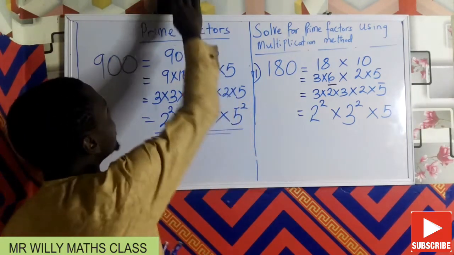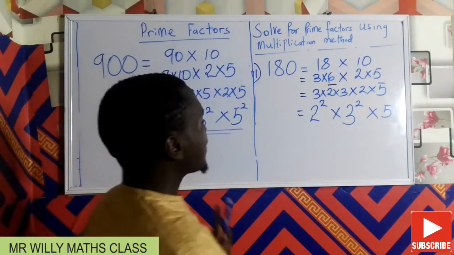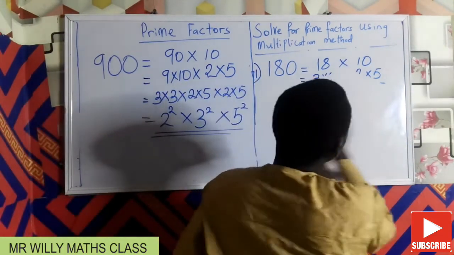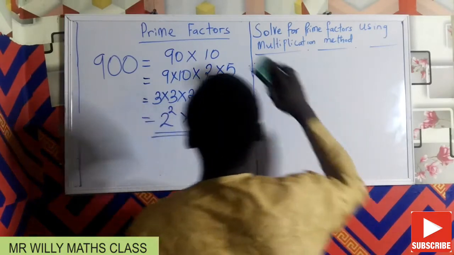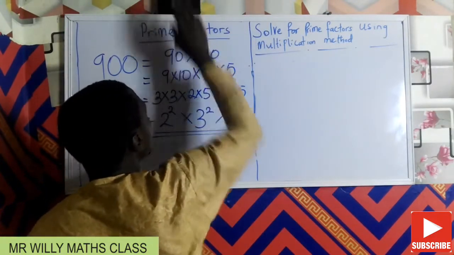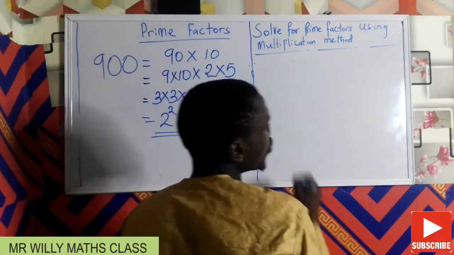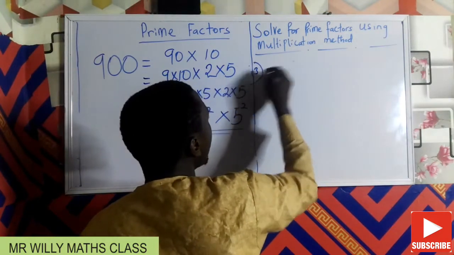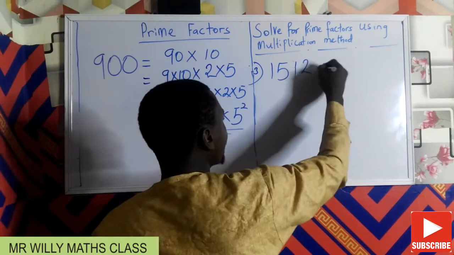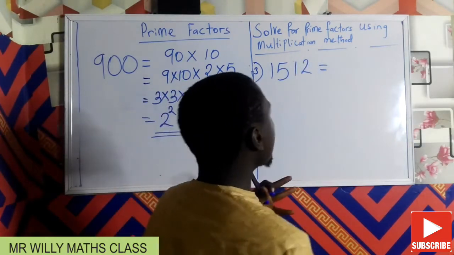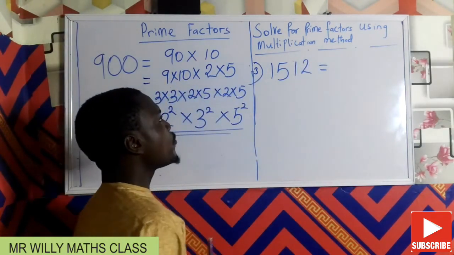And the last, let's deal with a bigger number. This is the last question for today's class. Let's assume that you are asked to find the product of prime factors of 1512. Now, you have to think of two numbers that if you multiply together, will give you 1512.